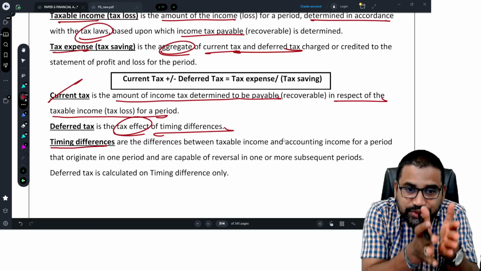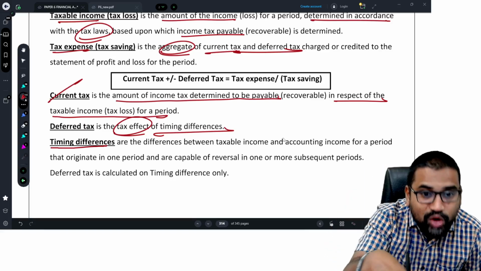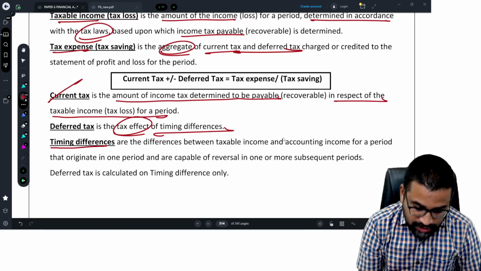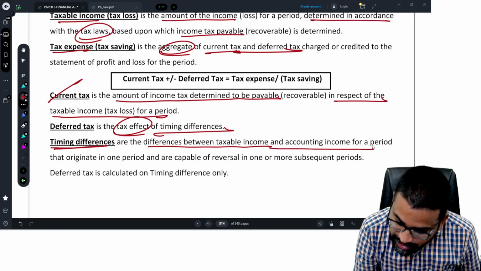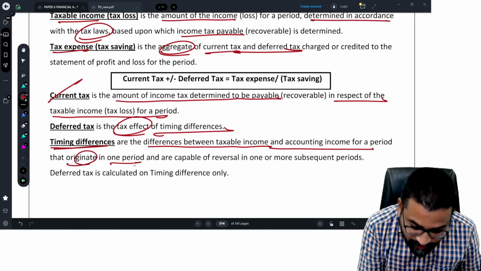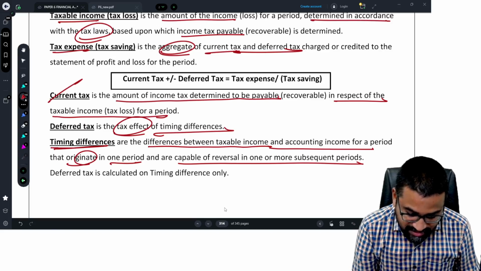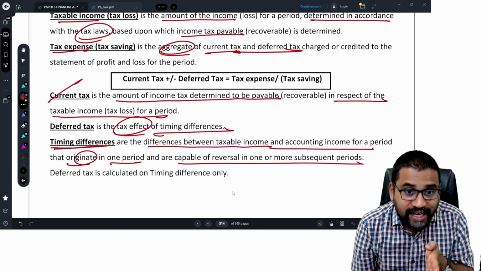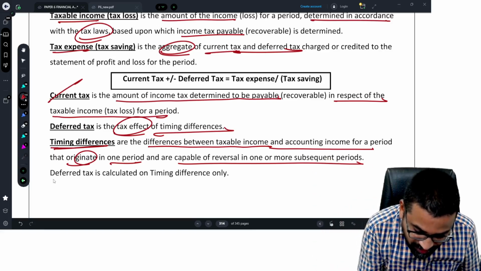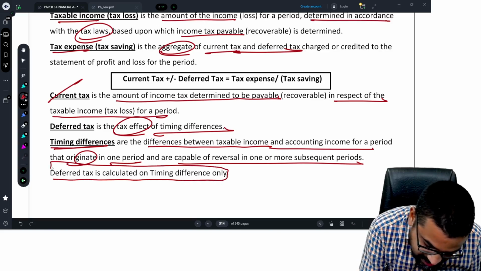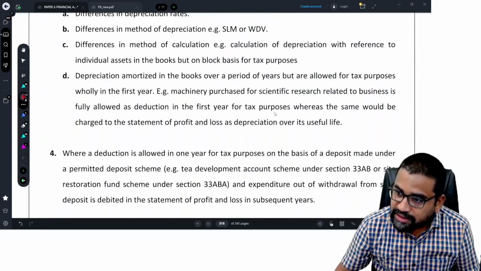Now these differences today are there. Tomorrow they will reverse. So therefore, what will be the tax effect? You recognize it now. So what is the timing difference? The differences between accounting income and taxable income for a period that originate in one period and are capable of reversal in one or more subsequent periods. Originated and capable of reversal. So that's why deferred tax is calculated only on which differences? Timing differences.